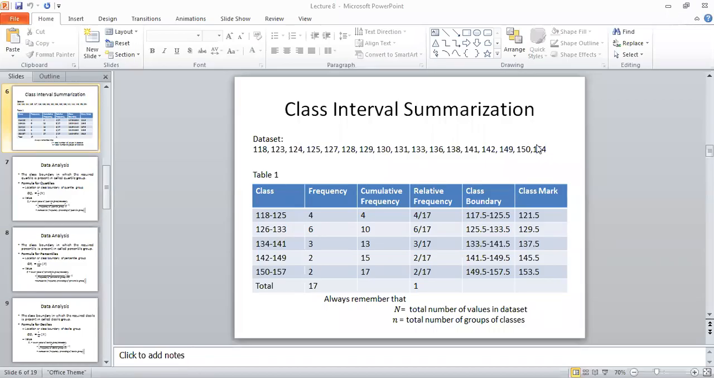Welcome students. In today's lecture, we will be discussing the analysis that we perform on the class interval summarized data.